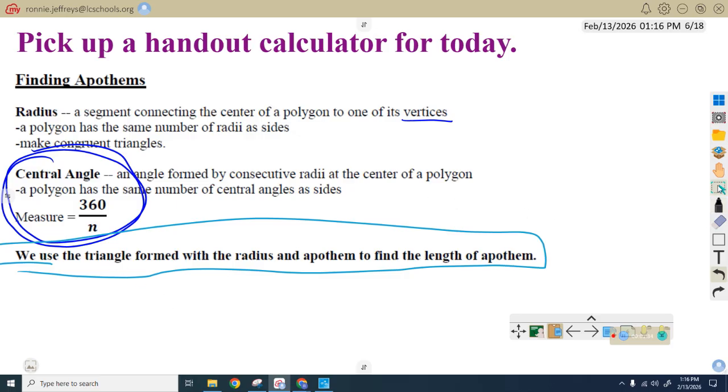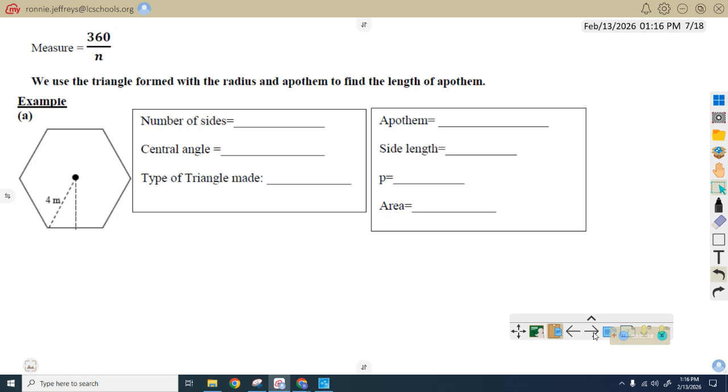Okay. So, let's jump right into it. All right. So, example A. How many sides do we have? 1, 2, 3, 4, 5, 6. We have 6.